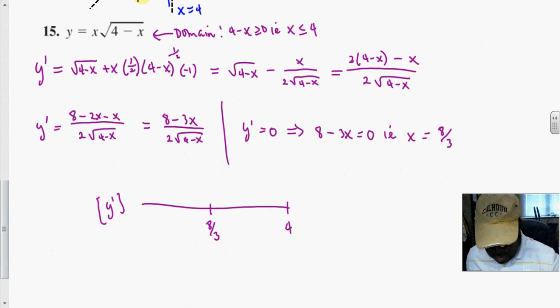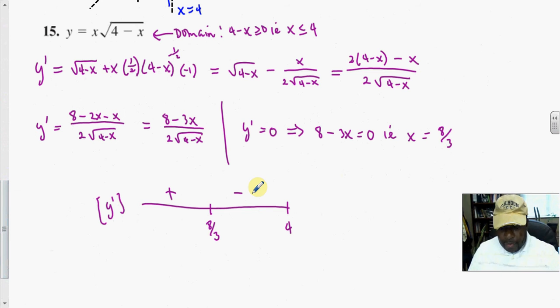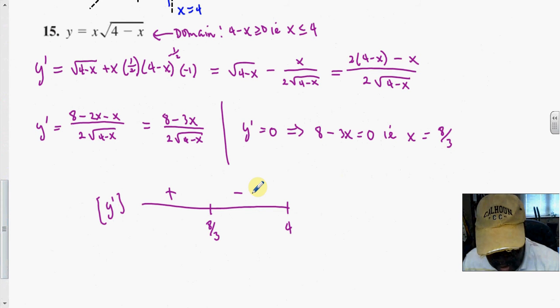All right, so this is 2 2/3. So we have an idea. Let's take the number 0, plug it in to this derivative. So we get positive divided by positive. So this is plus. Let's take a number between 2 2/3 and 4. Let's say 3. If you do that, this is 8 minus 9 all over something positive. So this is negative, right? So I have a maximum at x equal to 8 over 3. That's what that's telling me.